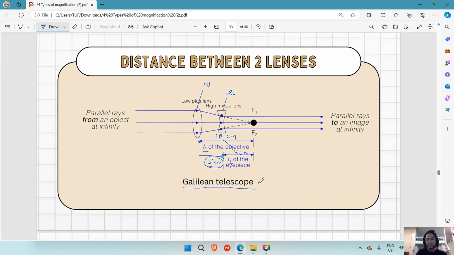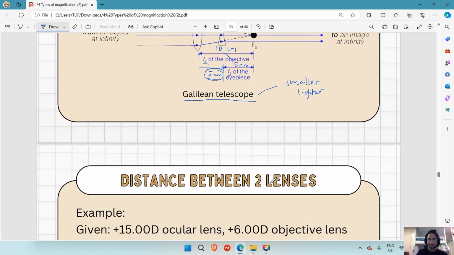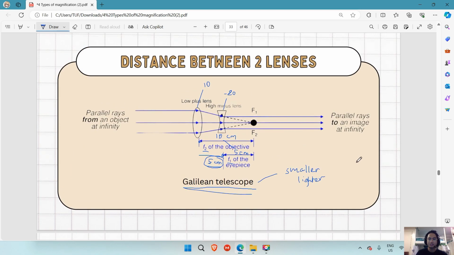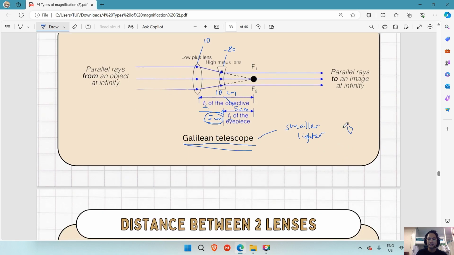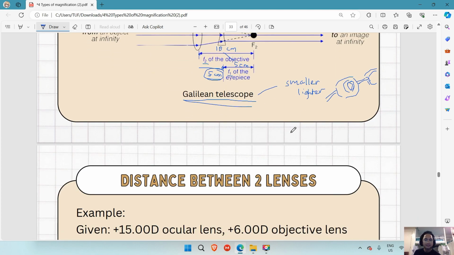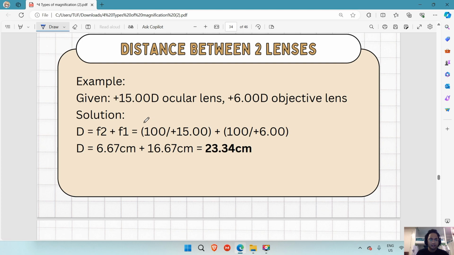So this is also the reason why the Galilean telescope tends to be smaller and lighter compared to astronomical telescopes such as the Keplerian telescope. If you search for a picture of a Galilean telescope, it is smaller. It looks like an eyeglass. So yes, the Galilean telescope is small.